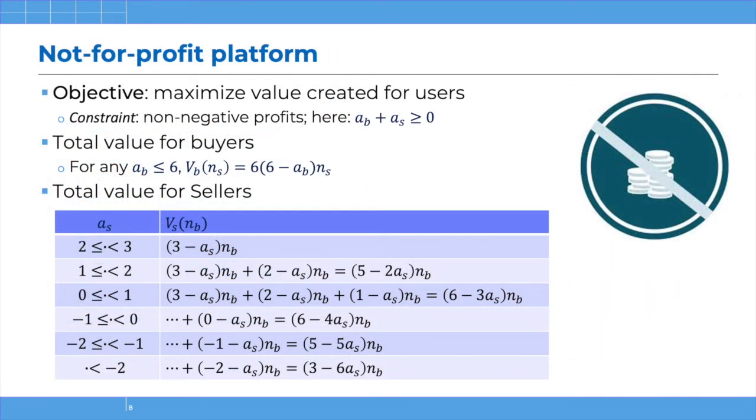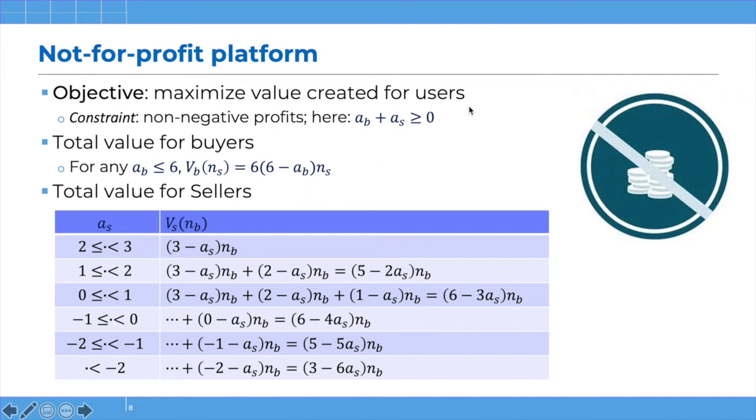Okay, so let's consider now a not-for-profit platform. Well, the objective is different. It doesn't want to make profits. Of course, it cannot make losses, so there is this constraint that profits cannot be negative. Remember here, I didn't say it, but we assume away all costs for the platform. But it doesn't mean that the platform can make losses. It just needs to have non-negative profits. In this specific case, it means that the total transaction fee must be at least as large as 0. So profits are a constraint here. They cannot be negative, but the objective is to maximize the value created for the users.